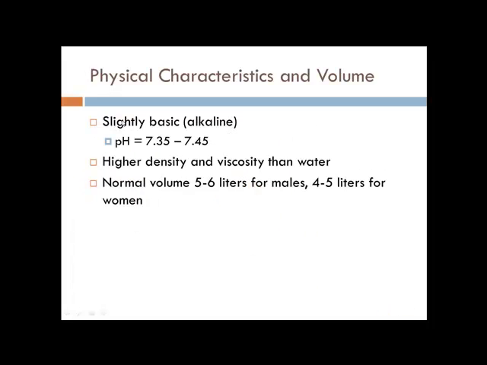With physical characteristics and volume of your whole blood, your blood is going to be slightly alkaline. The pH should typically be about 7.35 to 7.45. It's going to have a higher density and viscosity than water. So if I take a drop of blood and drop it into a bottle of water, it sinks. Also, if you get blood in your hand, it feels slightly more viscous, slightly more oily than water would. The normal amount of blood in a male is about 5 to 6 liters, and in a female about 4 or 5 liters.